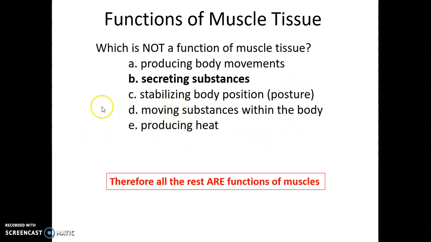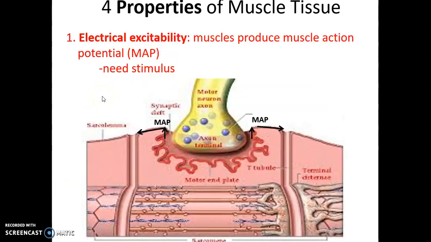Muscle tissue is also involved in moving substances within the body, this being the function for cardiac muscle tissue, for moving blood throughout the body, and smooth muscle tissue for moving materials through the other hollow organs, such as food material through the gastrointestinal tract. And then finally, all muscle tissue produces heat. The contraction of muscles leads to the production of heat. And this is, of course, why we get really hot when we exercise.